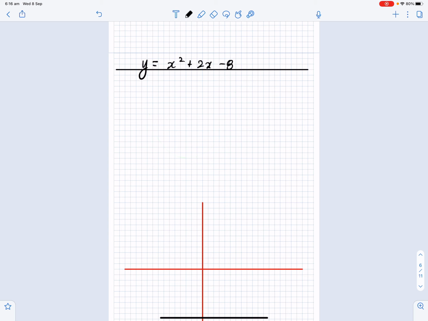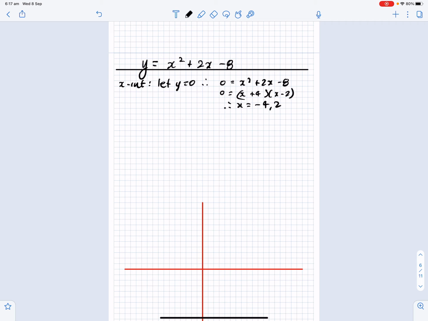Let's go and find out the most important things that you need to know to sketch a parabola. First of all, let's find the x-intercept. What we're going to do here, we're going to let y is equal to 0. So you're going to get 0 is equal to x squared plus 2x minus 8. Now you have a quadratic equation. So now we know that it cuts the x-axis at minus 4 and 2.